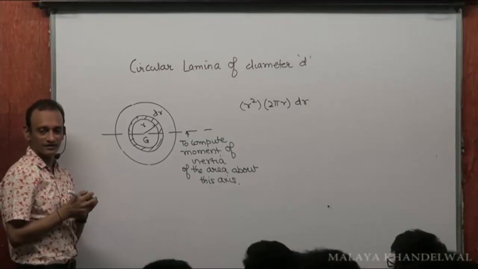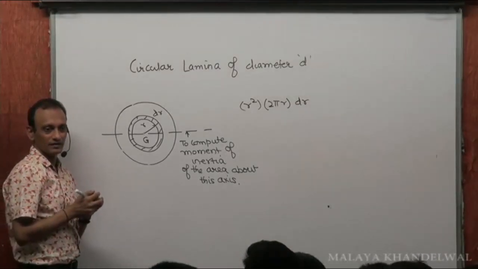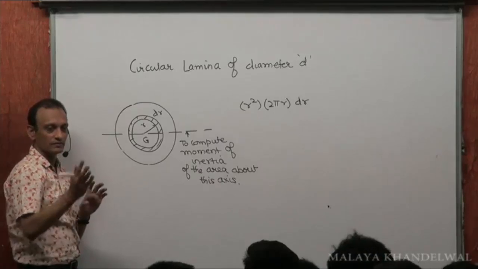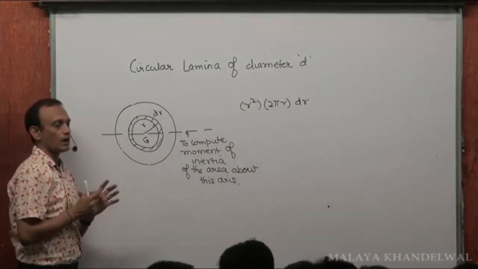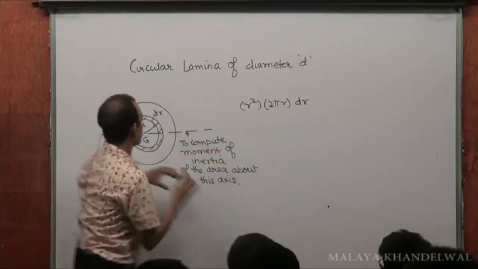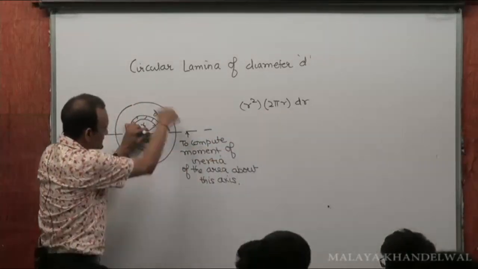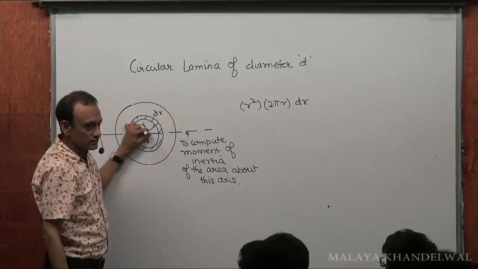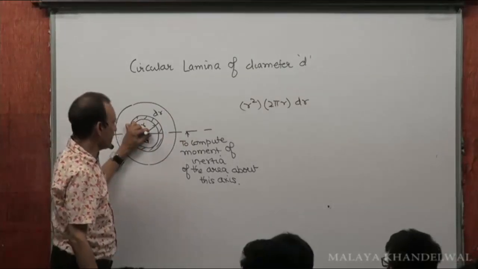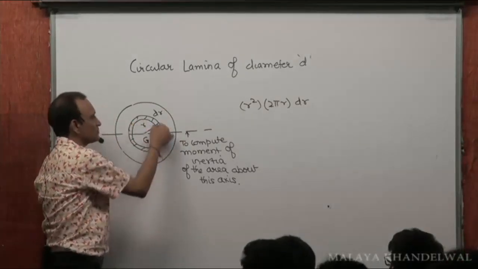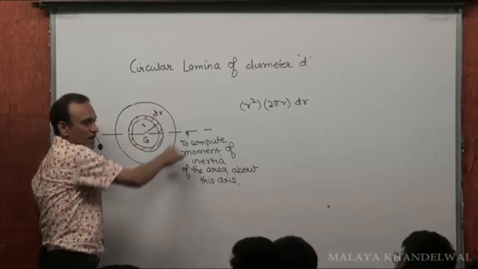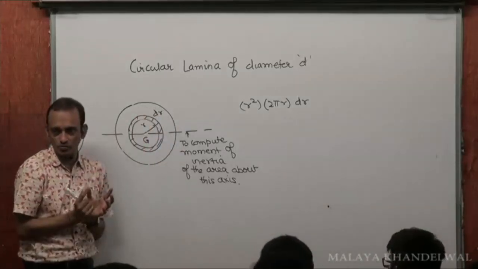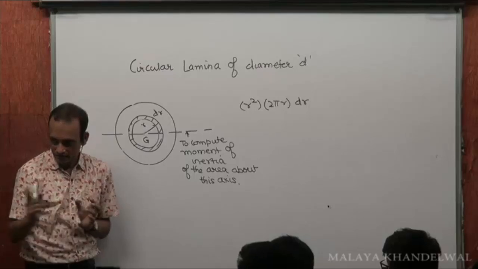Are you losing track? r squared into the area element. All these points are at the same distance r. Area element is the circumference, 2 pi r, into thickness dr. That's the area, isn't it?